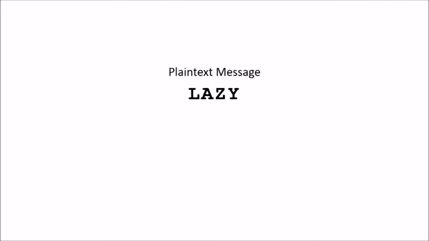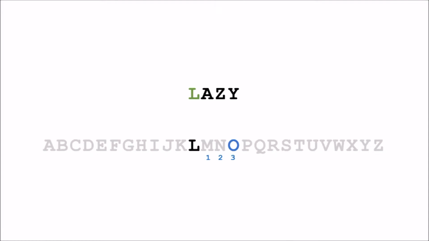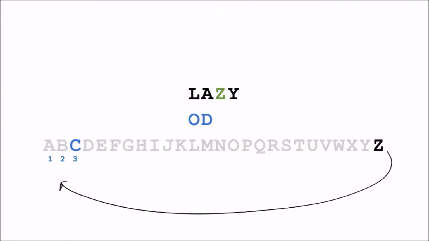Now, on to the actual enciphering. Say that our plain text is the word lazy. The first character in the plain text, L, would become O, since O is 3 letters after L. The second character, A, would become D. Now, the third letter, Z. What's 3 letters below Z?